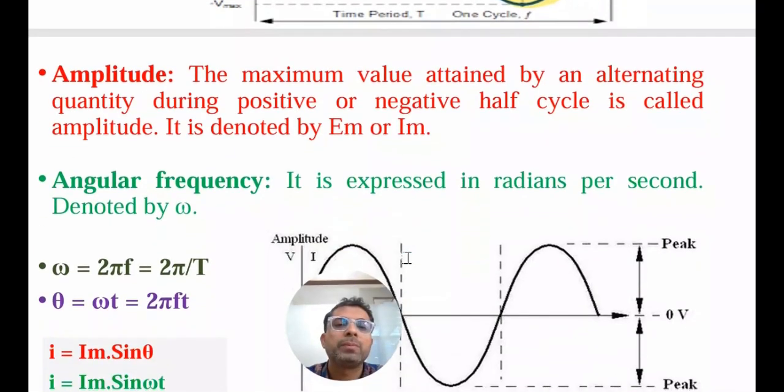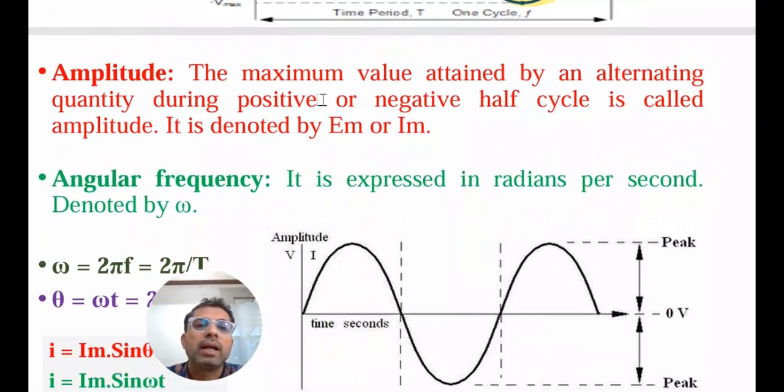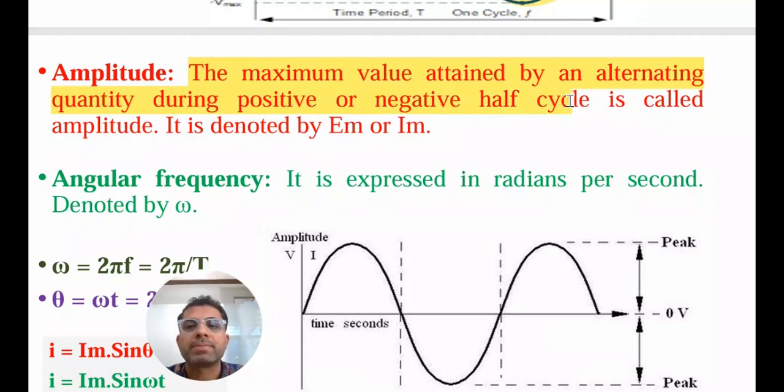What about amplitude? Amplitude is the maximum value attained by an alternating quantity during the positive or negative half cycle. मतलब maximum amplitude कितना है यहाँ पे, 2 volt है, 3 volt है. That value is the amplitude. It can be from the positive duration or from the negative duration.